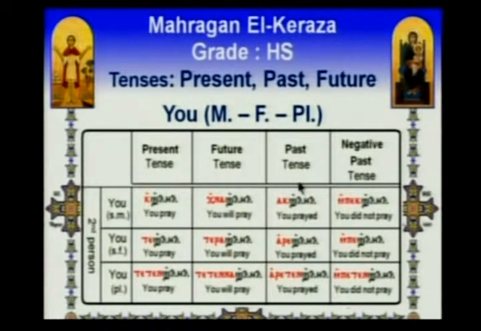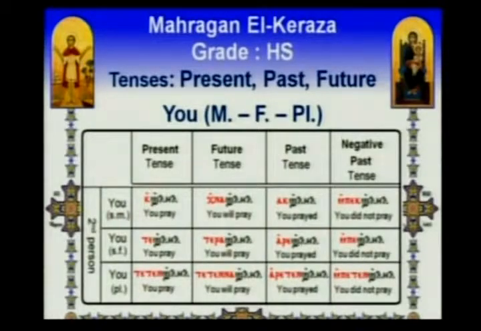The negative for the past tense is here empek eshlil, and for the girl it is empe eshlil, and for the plural empetain eshlil. I'm going to be giving you a list of different verbs so you can practice these.